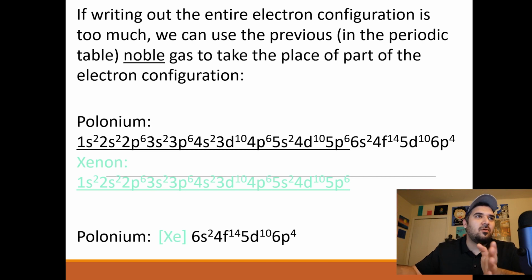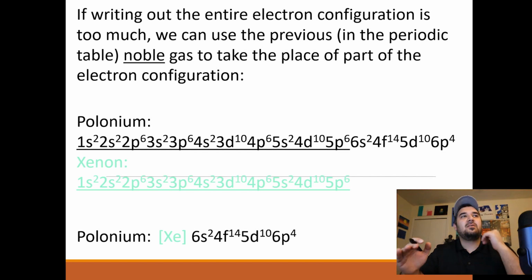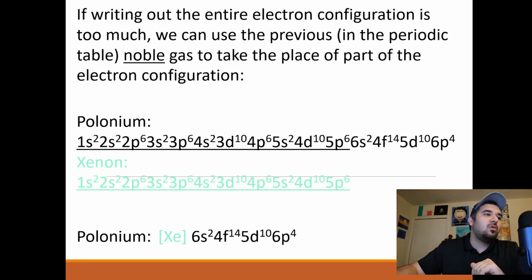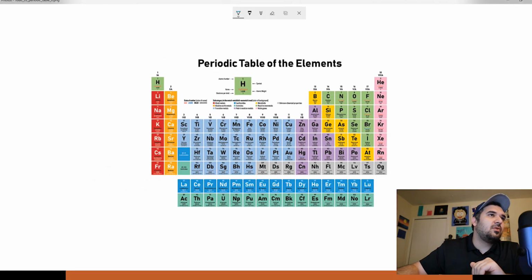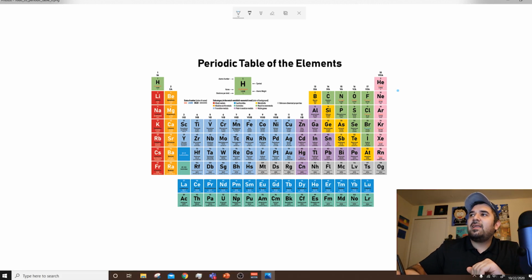As you saw before, every single one has everything the previous one had. So one way we could shorten all the steps so that we don't have to do this 100 times is we write out neon, so let's say Ne. We're going to put that in brackets, and then write out the configuration that comes after it. So after neon, we're going to write 3s1.